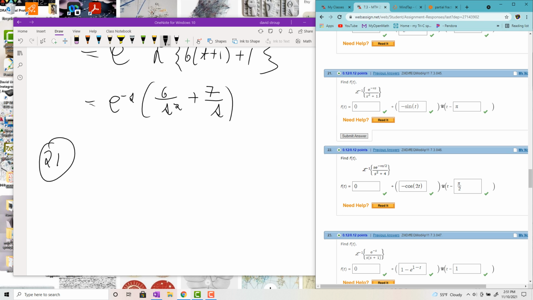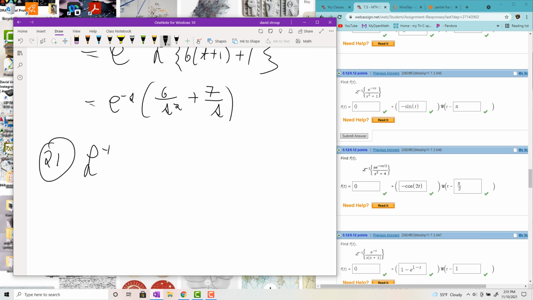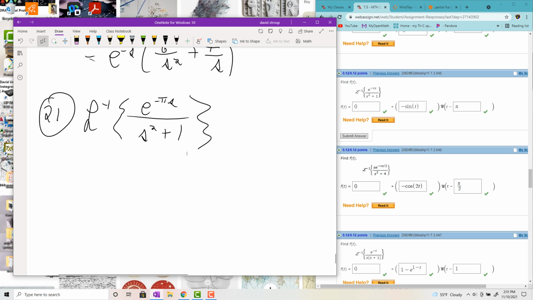Maybe next year I'll figure out what that box is for, but assuming I'm still teaching this next year. But what do we have? e to the negative pi s over s squared plus 1. Okay. I need to do the Laplace inverse of this, so that numerator automatically you can pull out and get your u of whatever.